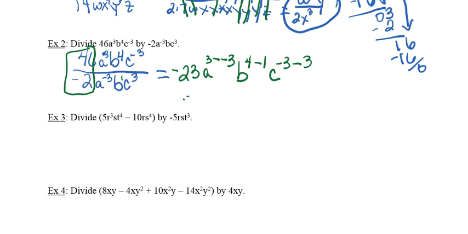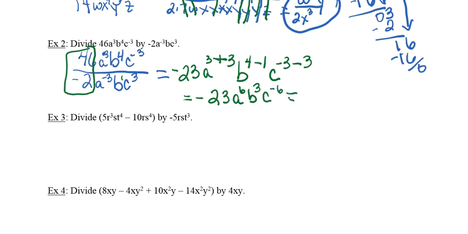So now if I put this together, I still have -23, a negative and a negative in this case add, so it's 3 plus 3. So I have a to the 6th. I have 4 minus 1, that's 3. -3 minus 3 is -6.